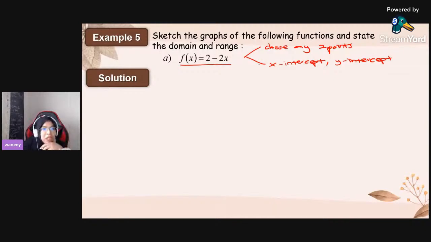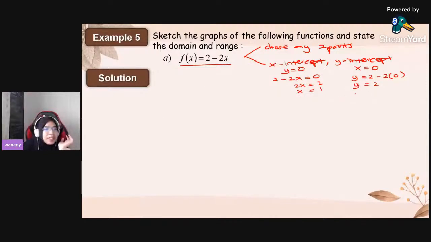Normally for me, if there is no restriction about the domain, I will calculate the x-intercept and the y-intercept. For the x-intercept, make y equal to 0. So 2 minus 2x is equal to 0, 2x is equal to 2, x will be equal to 1. This is the x-intercept. For the y-intercept, substitute x equal to 0. So y equals 2 minus 2 multiplied by 0, so y is equal to 2.